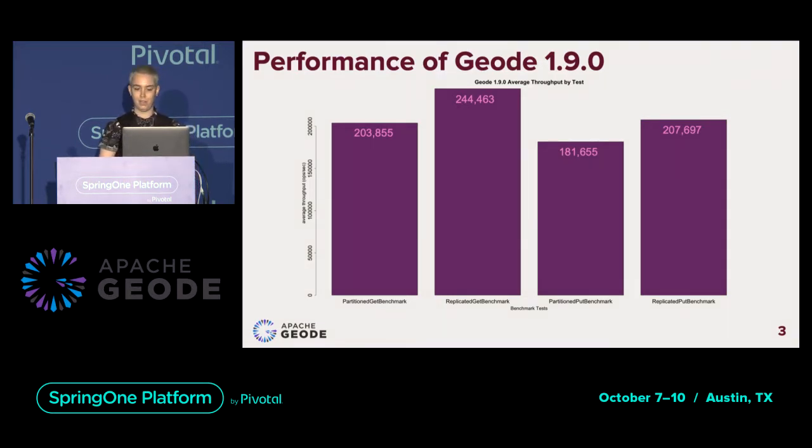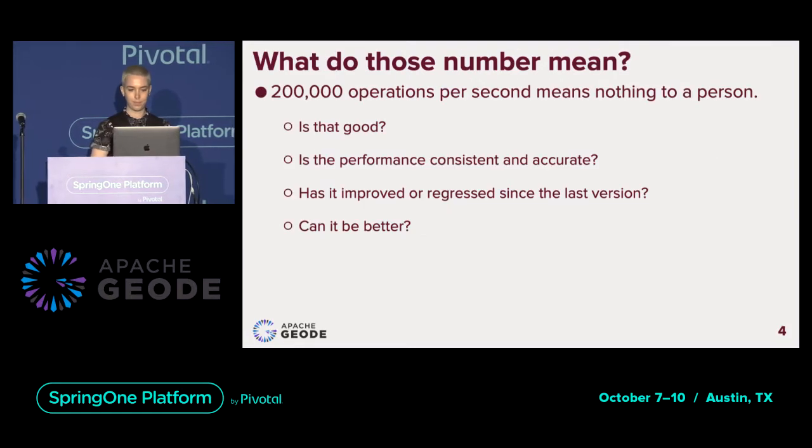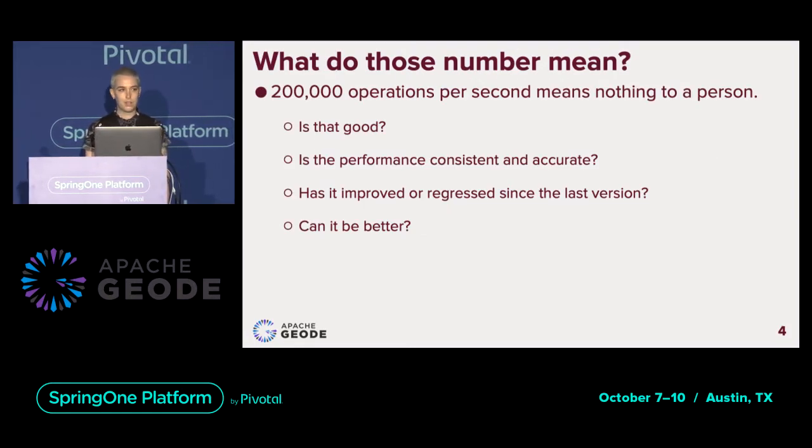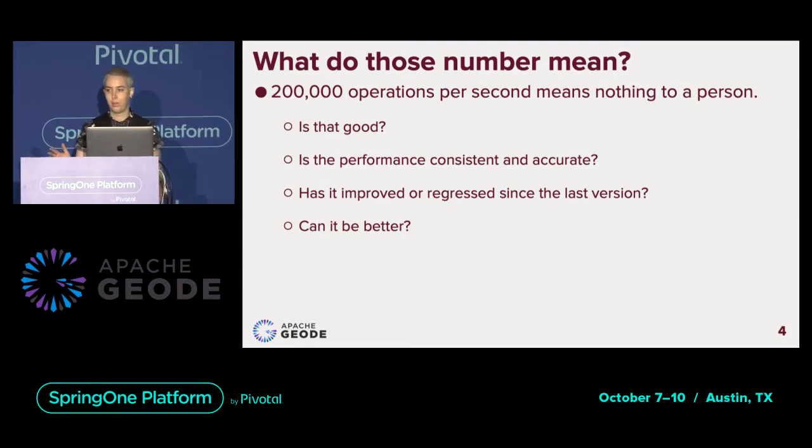But what does that mean? 200,000 operations per second, just a plain number, to describe the performance of Geode doesn't really tell us much. It just raises more questions, like, is 200,000 a good number to have? Is the measurement consistent and accurate? And has it improved since the last version or gotten worse? And perhaps most importantly, can it be improved?